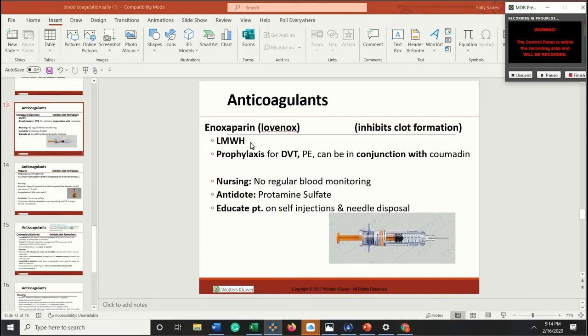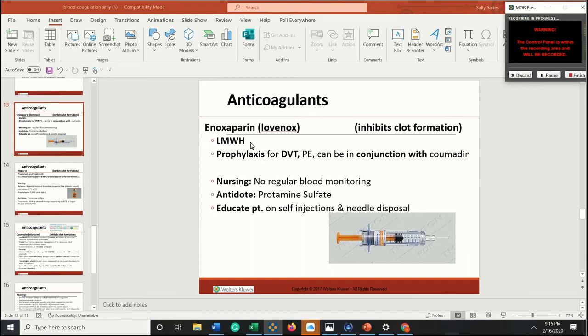The antidote for this, as I said before, is protamine sulfate. So remember, this is enoxaparin, Lovenox, but I told you that protamine sulfate should be remembered as P for heparin, heparin, protamine sulfate. You need to remember that enoxaparin is in the family of heparin. So if you remember it's a low molecular weight heparin, then you have the heparin in there and you remember the protamine sulfate.